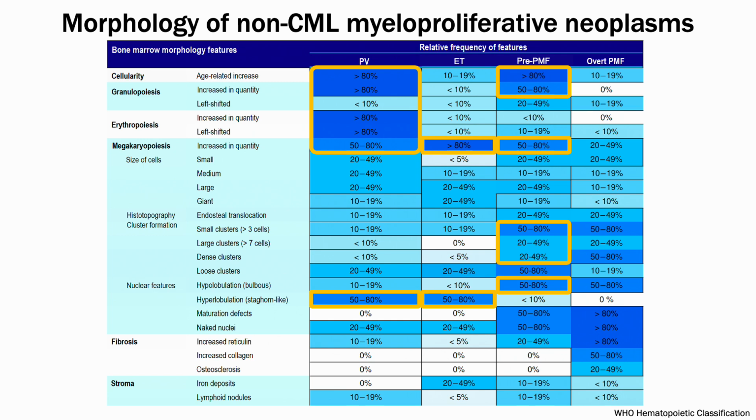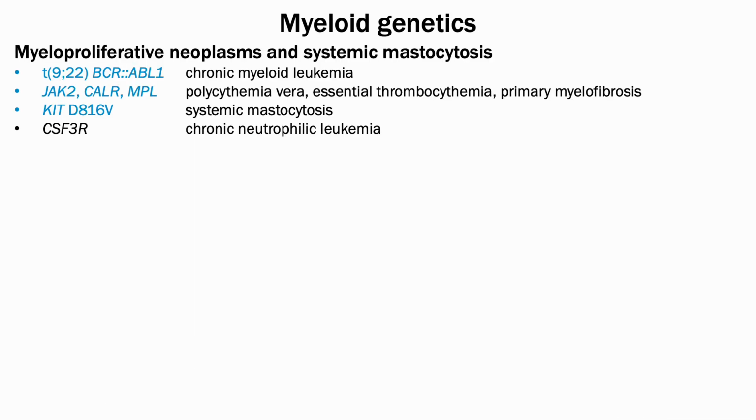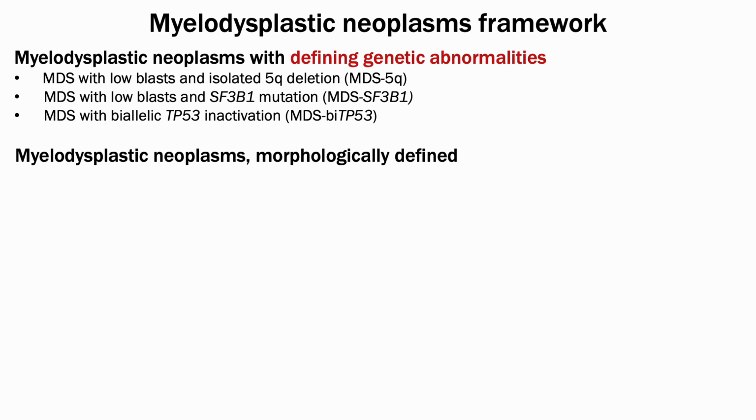The myeloproliferative neoplasms have relatively well-defined genetics that I've discussed before, with the t(9;22) translocation in CML, JAK2 mutations in PV, JAK2, calreticulin, and MPL mutations in ET and PMF, KIT mutations in systemic mastocytosis, and CSF3R mutations in chronic neutrophilic leukemia, or CNL, which is one of the less common myeloproliferative neoplasms, which has increases in neutrophils but without morphologic dysplasia.